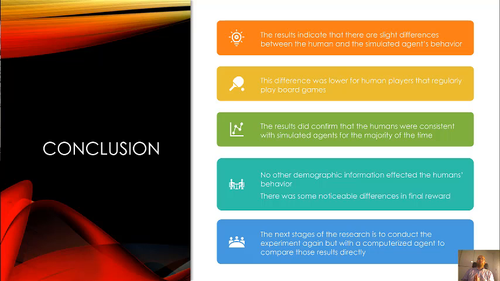So conclusions. The results indicate there is a slight difference between humans and simulated agent behaviour. So it's something we would need to take account of, and I've got some ideas of how we might approach that. This difference is lower with players that regularly play board games, which was expected. The results did confirm that humans were consistent with the simulated agents the majority of the time. Okay, which is good. Which is a good indication that our algorithm is an approximation that we can use for modelling strategic group formation.